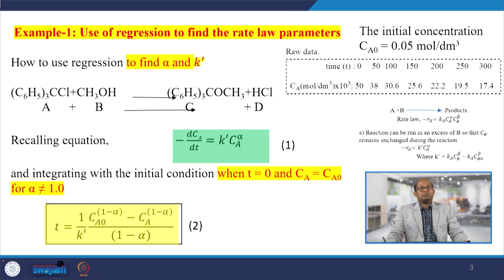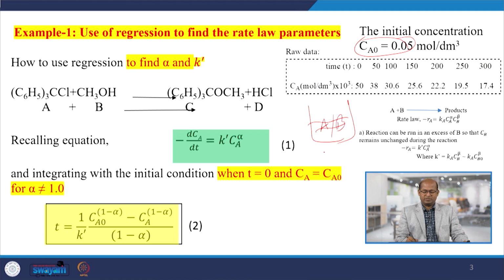So, in this reaction, if we conduct it in a batch reactor, let us say, initially the concentration of reactant A, C_A0, equals 0.05 mole per dm³. Once the reaction has started, A and B that we have charged here, at t equals 0 the reaction started, then at different times, maybe up to 300 minutes. After that we will stop the reaction.